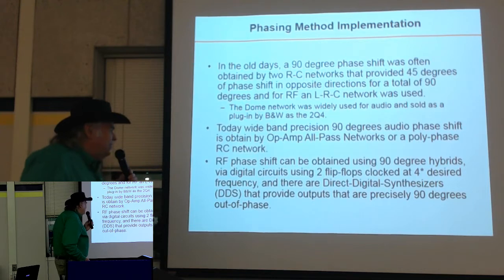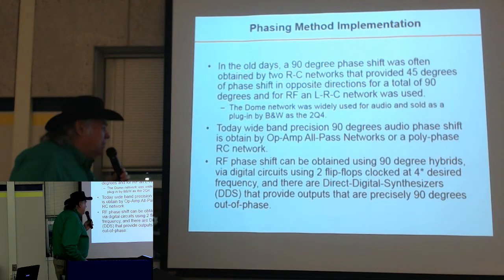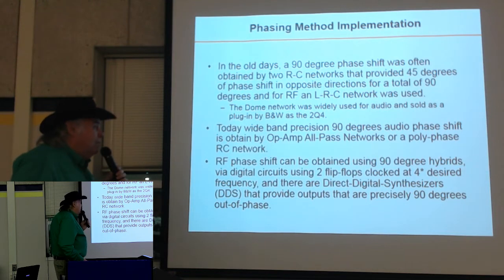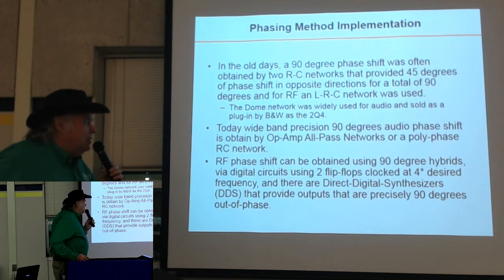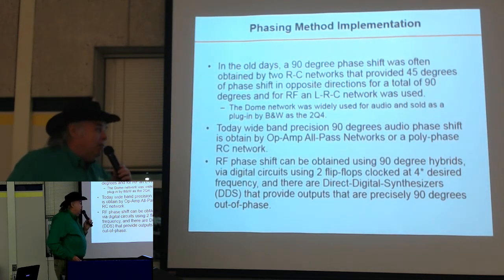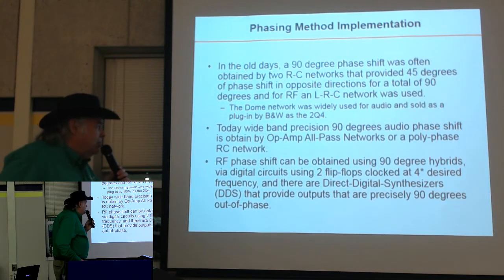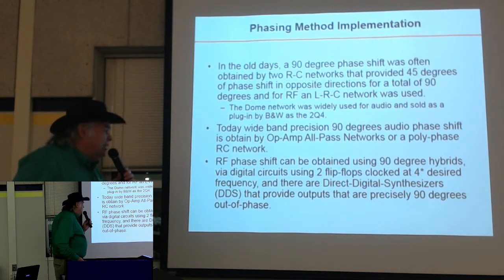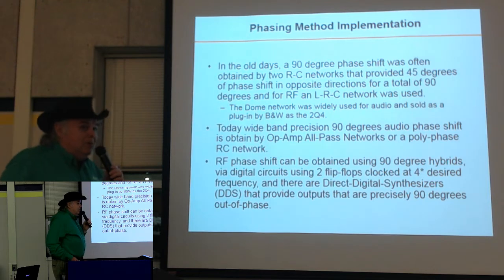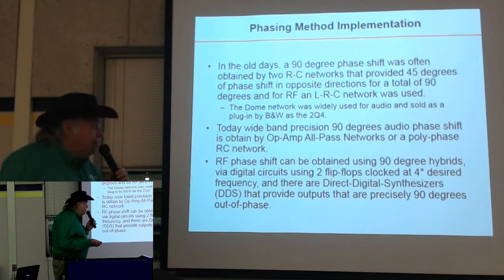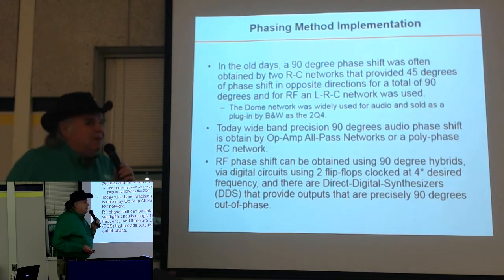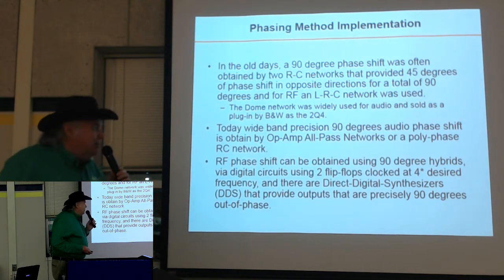The RF phase shift, today, commonly they use a 90-degree hybrid. Via digital circuits, you can use two flip-flops clocked at 4 times your desired output frequency and pull the outputs from the flip-flops, and you get two signals that are precisely 90 degrees out of phase. And there are some DDS chips available that provide precise 90-degree output signals. So the technology has changed a lot from the 1950s. So you can actually get a very good result.